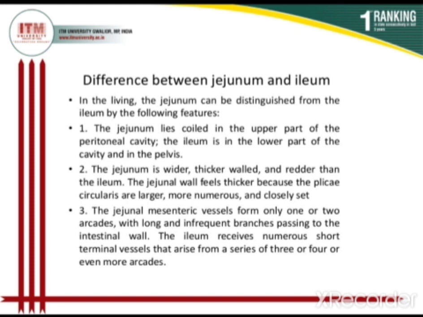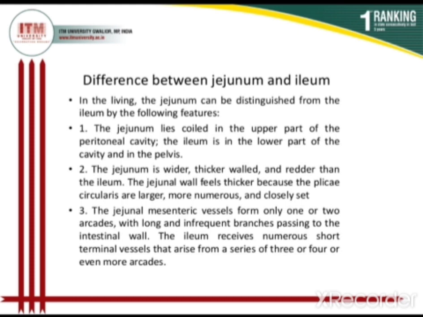The jejunum is wider, thicker walled and redder than the ileum, and the jejunal wall feels thicker because the plicae circulares are larger, more numerous and closely set. This is the reason why the jejunum is thicker than the ileum.